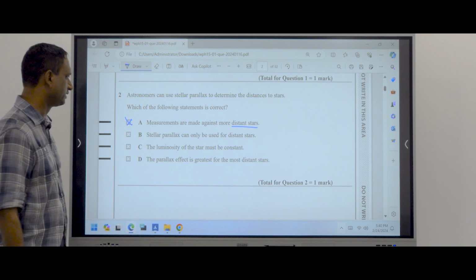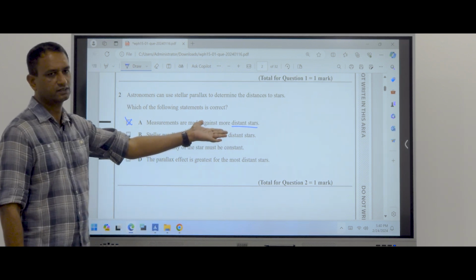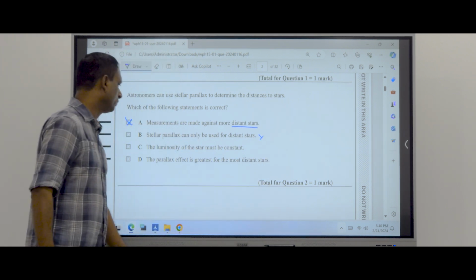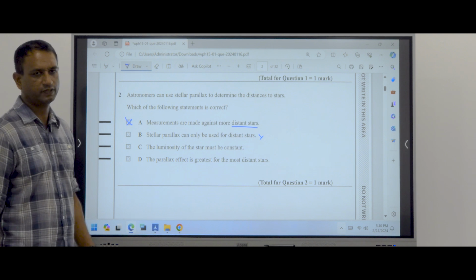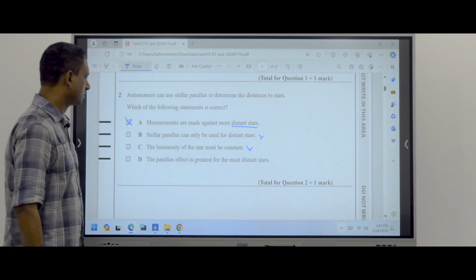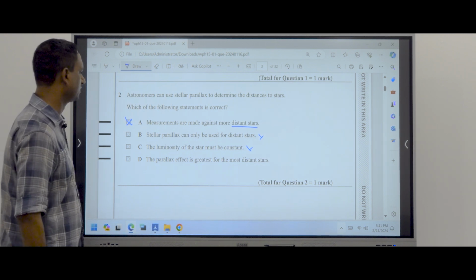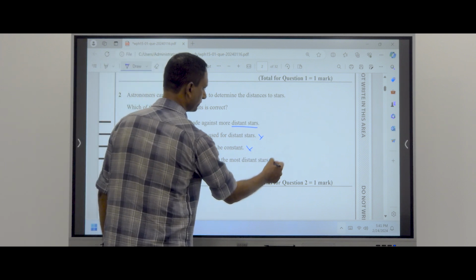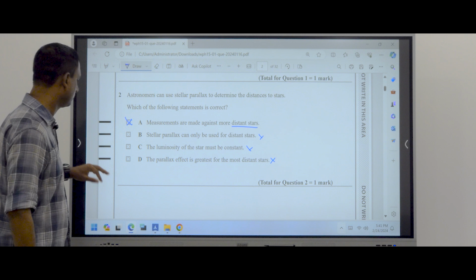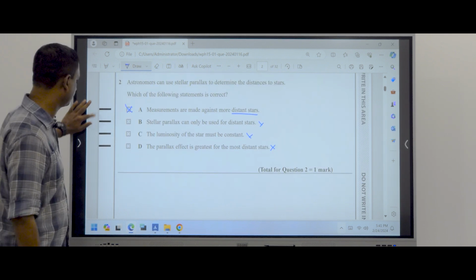Yeah, we check the other answers as well. Stellar parallax can only be used for distant stars. No, this is used for nearby stars. Therefore, this is wrong. Luminosity of the star must be constant. No, we don't check luminosity here. The parallax effect is greatest for the most distant. No, parallax effect is greatest for the shortest distance stars, because we can use this method for nearby stars.